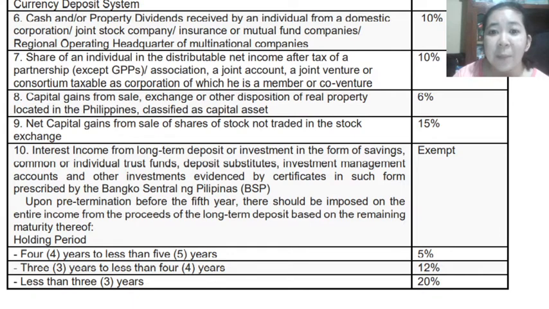Okay, item number 8. This is capital gains. Okay, if the non-resident alien, for example, has a property here in the Philippines and they sold it and earned income out of the sale, they will be taxed at 6% of their gains. Next, item number 9, net capital gains from the sale of shares of stock that are not traded in the stock exchange, that is 15%.